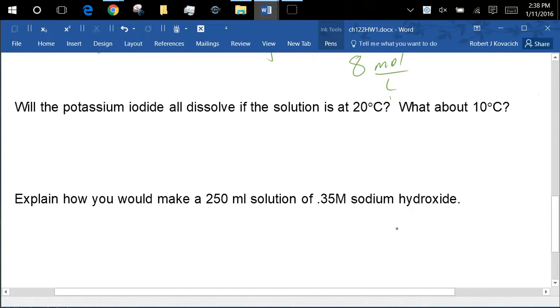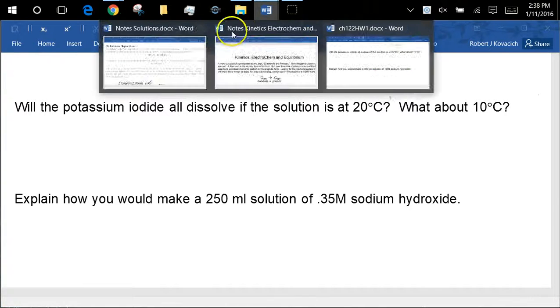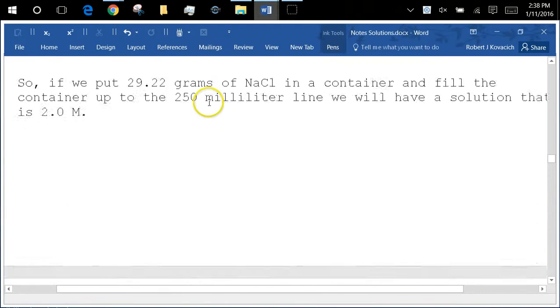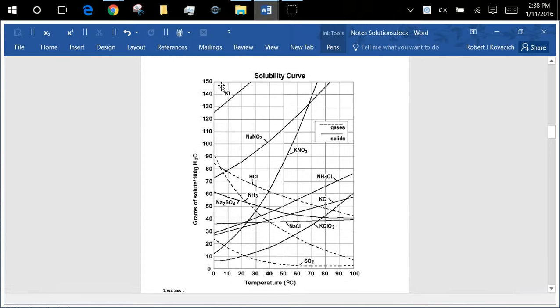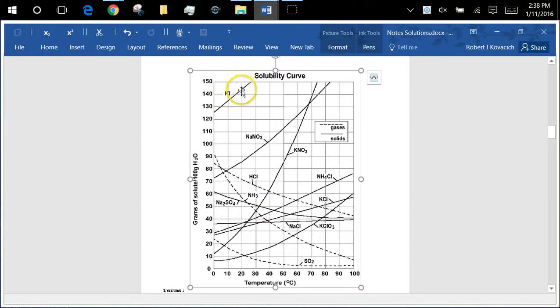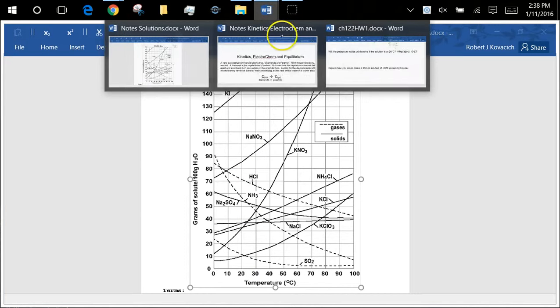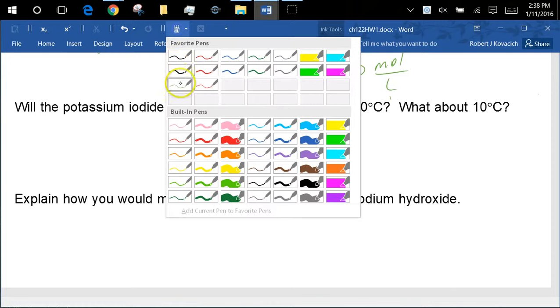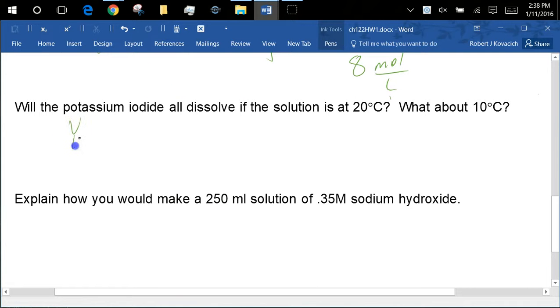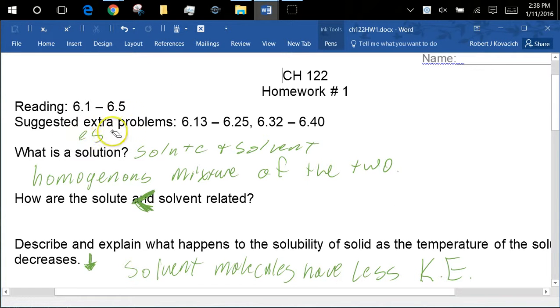All right, so to answer this, will the potassium iodide be dissolved at 20 and at 10 degrees Celsius? We're going to have to go back over to this. And then if I look at this, I've got 10 degrees Celsius here. I drive that up, and then I can get about 135 grams at 10 degrees Celsius. And at 20 degrees Celsius, I can get about 144 grams. So then my answer will be, yes.